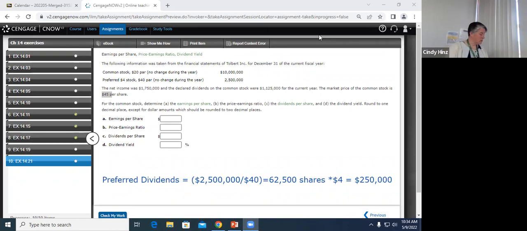Okay, so let's go ahead with the earnings per share. So the earnings of this company, net income, was $1,750,000, but we want to subtract from that the preferred dividend.